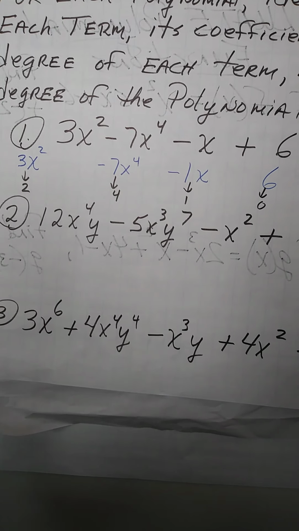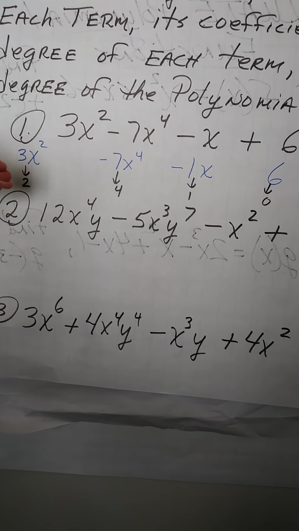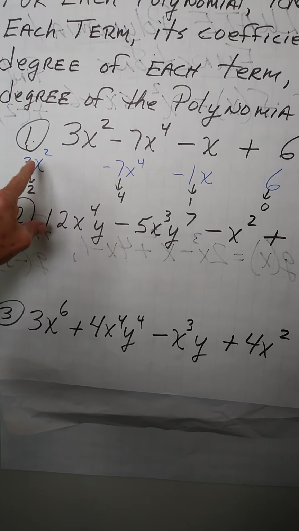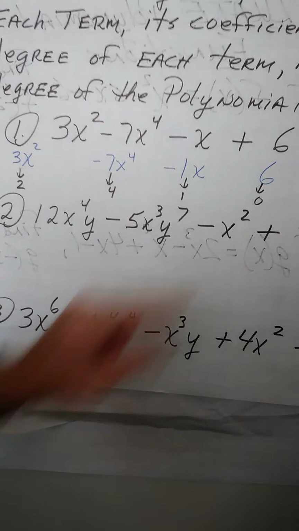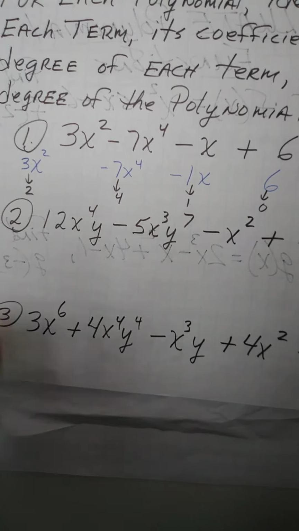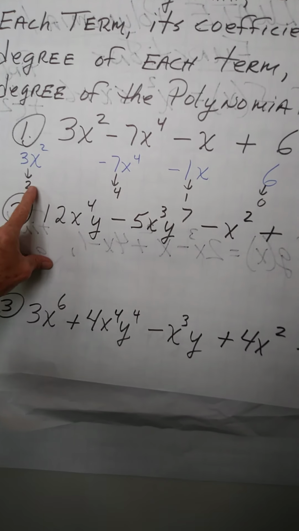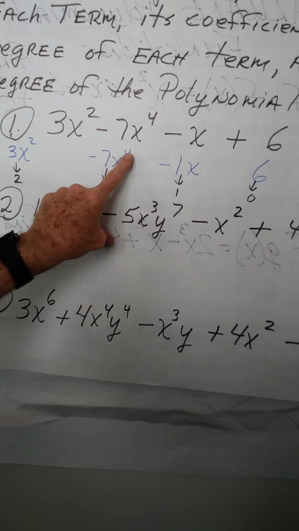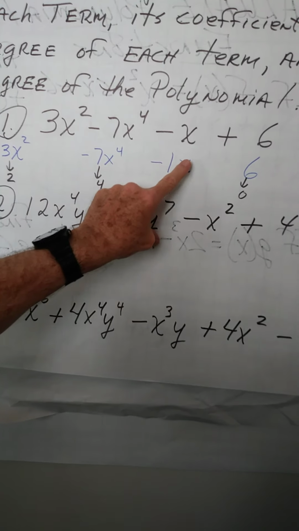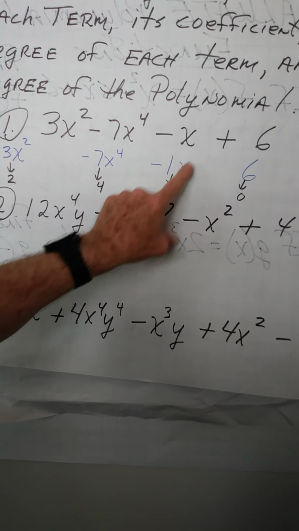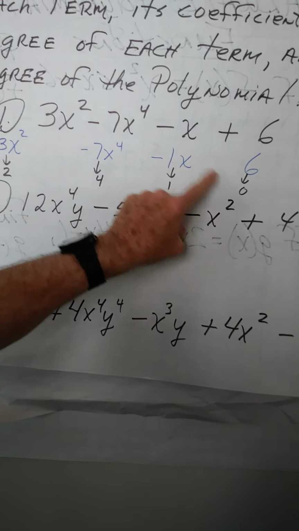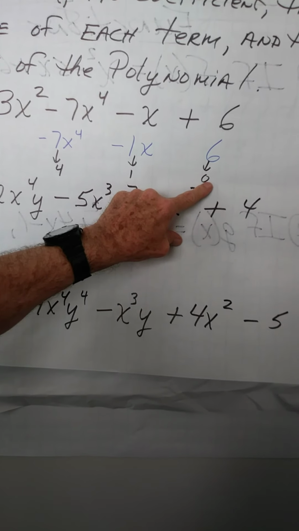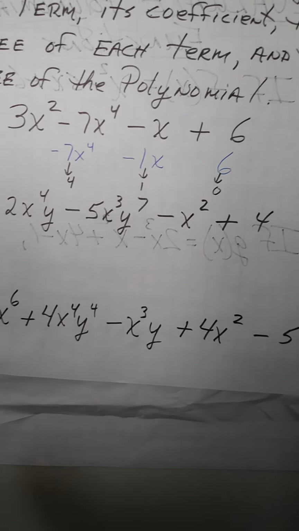So thirdly, they've asked you and me to identify the degree of each of the terms that make up that polynomial. This first term, a degree of 2. This second term, a degree of 4. This third term, a degree of 1 because its exponent is 1. And fourthly, its degree is 0 because it doesn't have any letters.